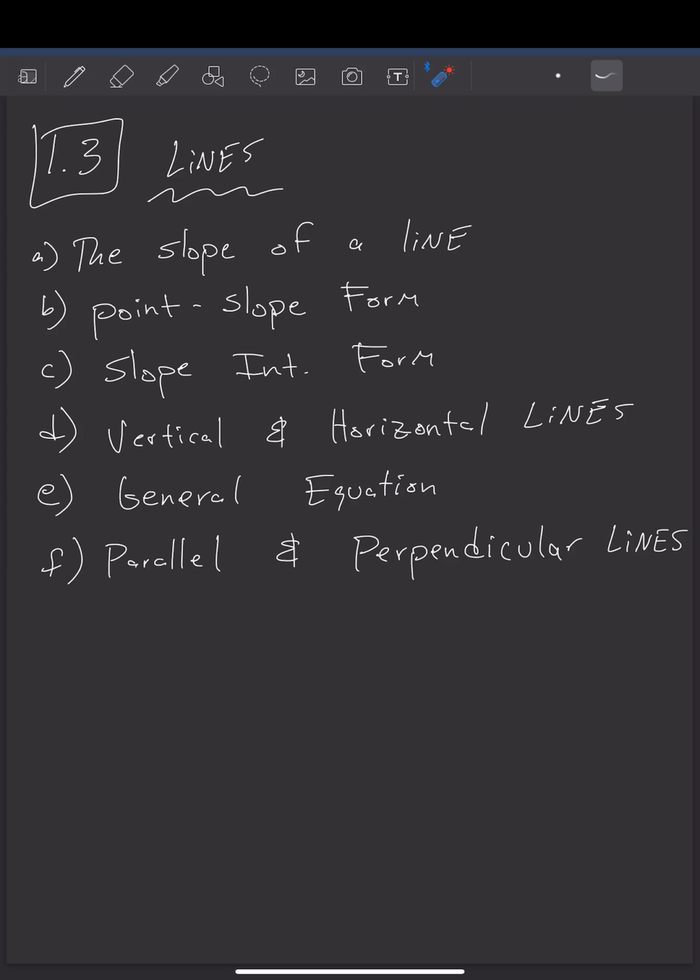In this section we're going to be talking about different types of lines that you could have and the ways you could figure out questions that you would be asked on an exam or homework about lines. There are 6 subsections in this section, which we're going to be covering. The first is the slope of a line, then the point slope form, the slope intercept form, the vertical and horizontal lines, the general equation, and the parallel and perpendicular lines.